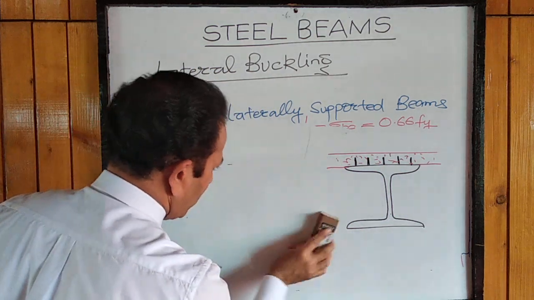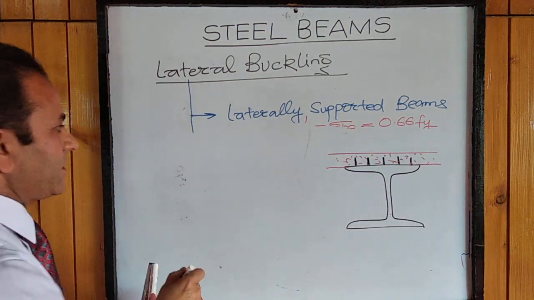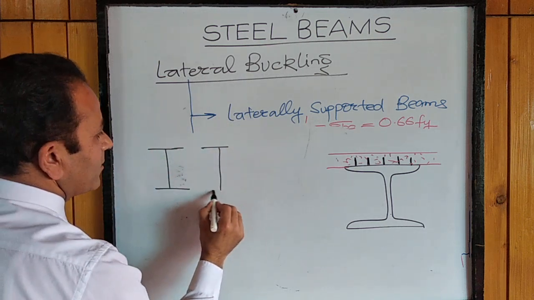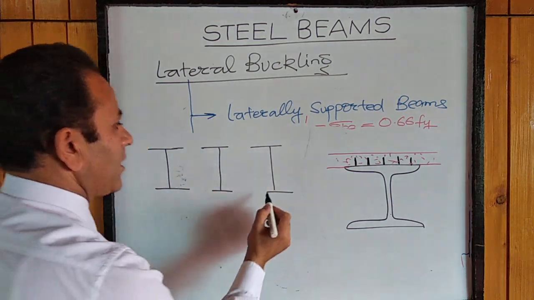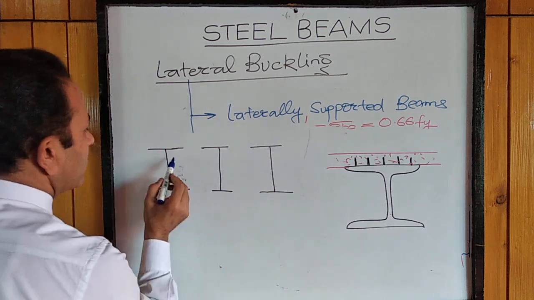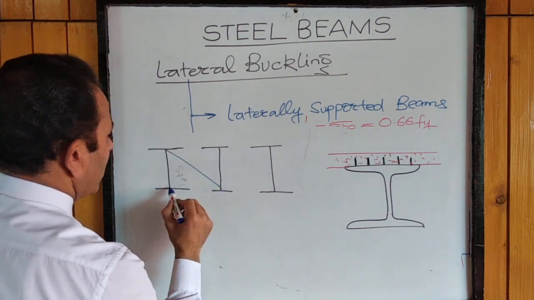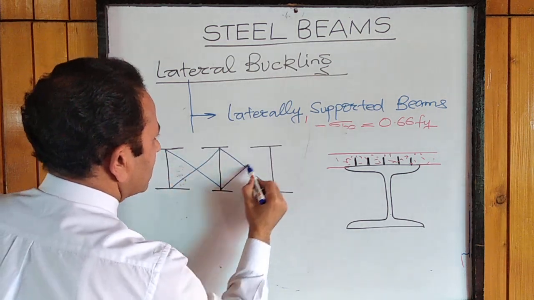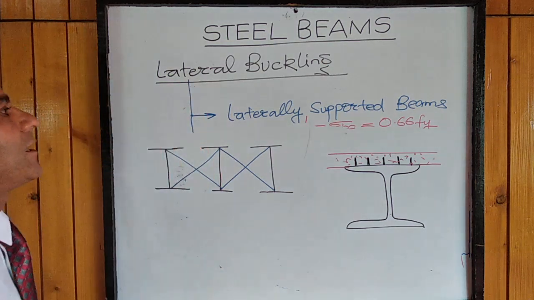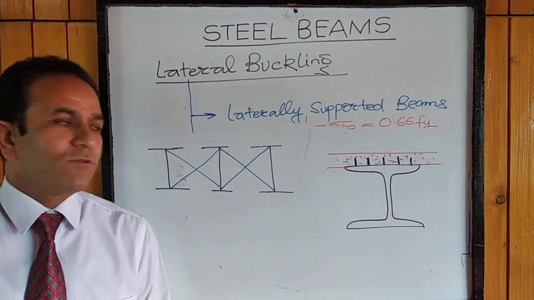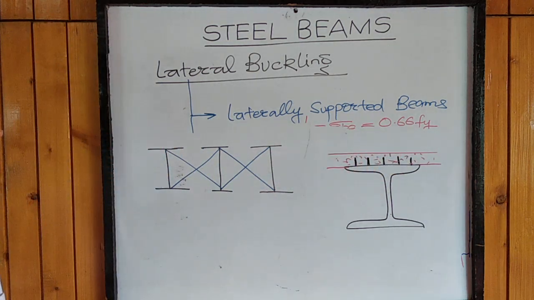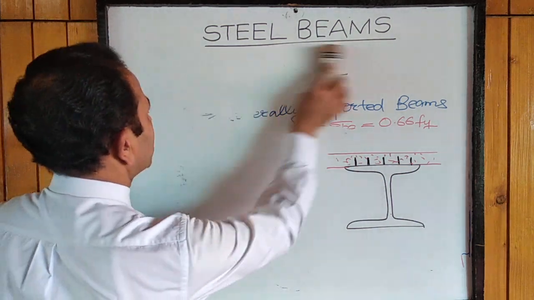If we have a built up section, say a built up section like this, with two to three members like this, we have to laterally support the section. Here also we can provide braces like this. We can support the members with bracings, and hence prevent the lateral buckling of the compression flange of the particular beam, and take help of 0.66 times Fy. We can take the benefit of the full bending stress permissible in such conditions.